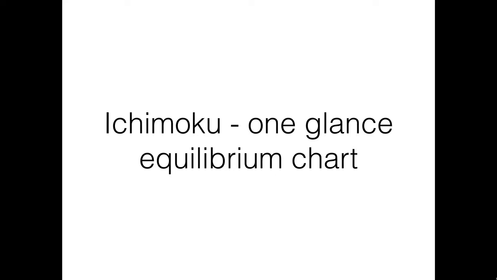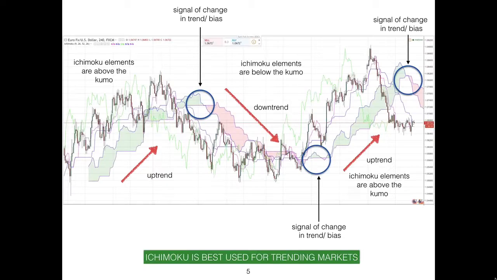Ichimoku is a one-glance equilibrium chart because it lets users determine the medium-term and short-term bias of a position instantly. It shows the momentum, the sentiment, and the strength of the trend. It is an effective tool for trending markets, whether the global stock market, the forex market, the commodities market, practically for any kind of trade. So I'd like to show you how we can use this for the forex market.